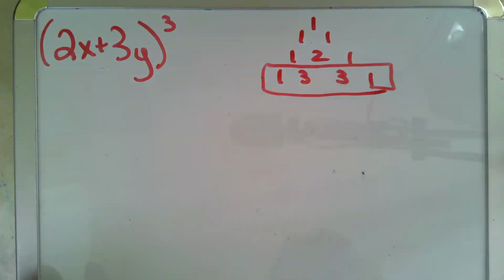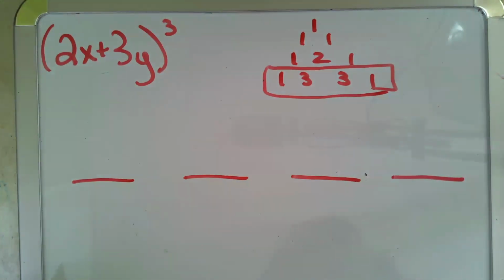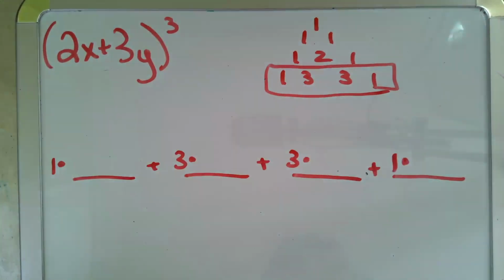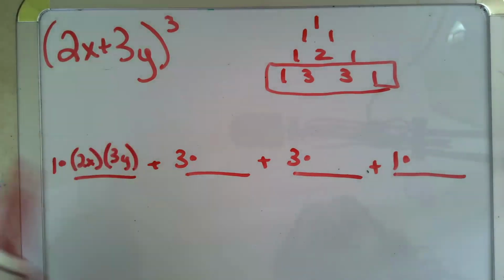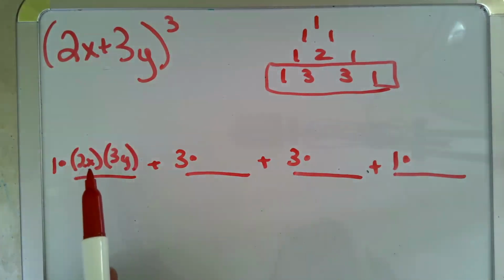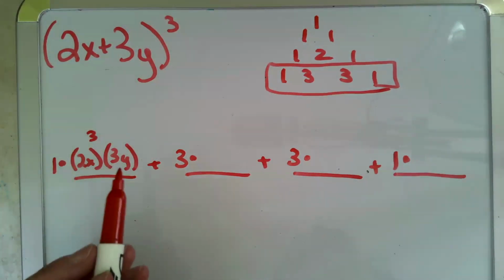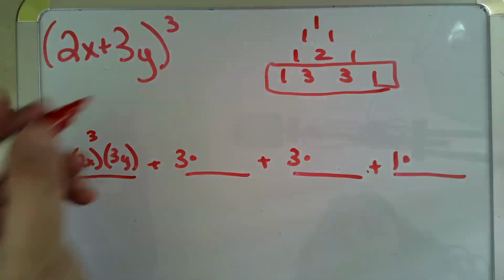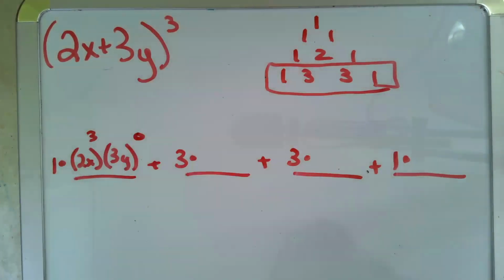Fabulous. Okay, let's make our 4 spots. Let's lay our coefficients in. And now let's start to put our terms in. So 2x and positive 3y are our terms, and we start with this one raised to the 3, and therefore this one raised to the 0, because these always have to add up to this power.